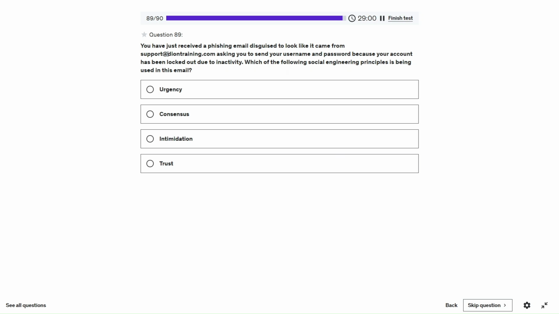You have just received a phishing email designed to look like it came from support at DION training. There are no misspellings. It asks you to send your username and password because your account has been locked due to inactivity. Which of the following social engineering principles is being used in this email? It is showing you trust or familiarity, that you can trust us and send us your details because it's from the actual domain.